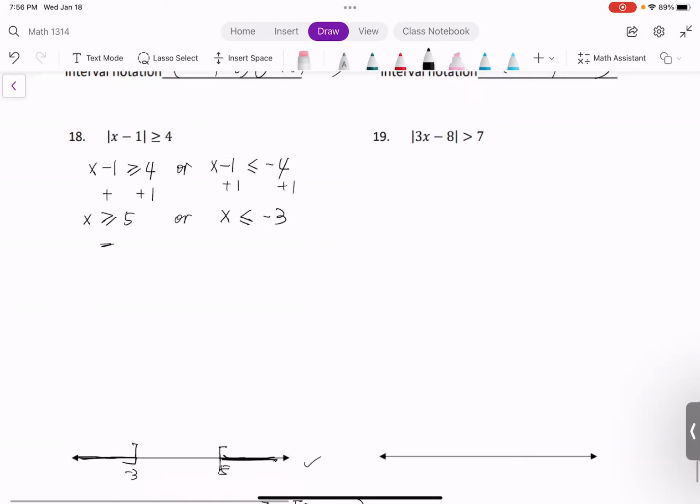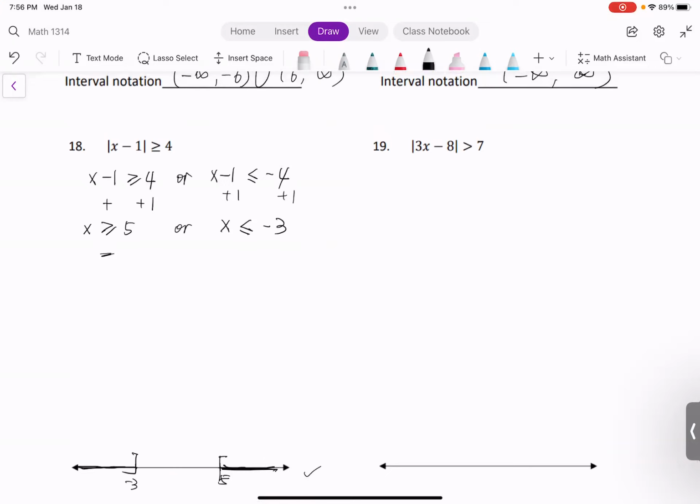Okay, next example, absolute value of 3x minus 8 is greater than 7. Let's solve this one. Everything in the absolute value, that's 3x minus 8 is greater than the big number 7, or 3x minus 8 is less than the small number -7. Solve the inequalities. We add 8 to both sides. 3x is greater than 15, divided by 3, x is greater than 5.